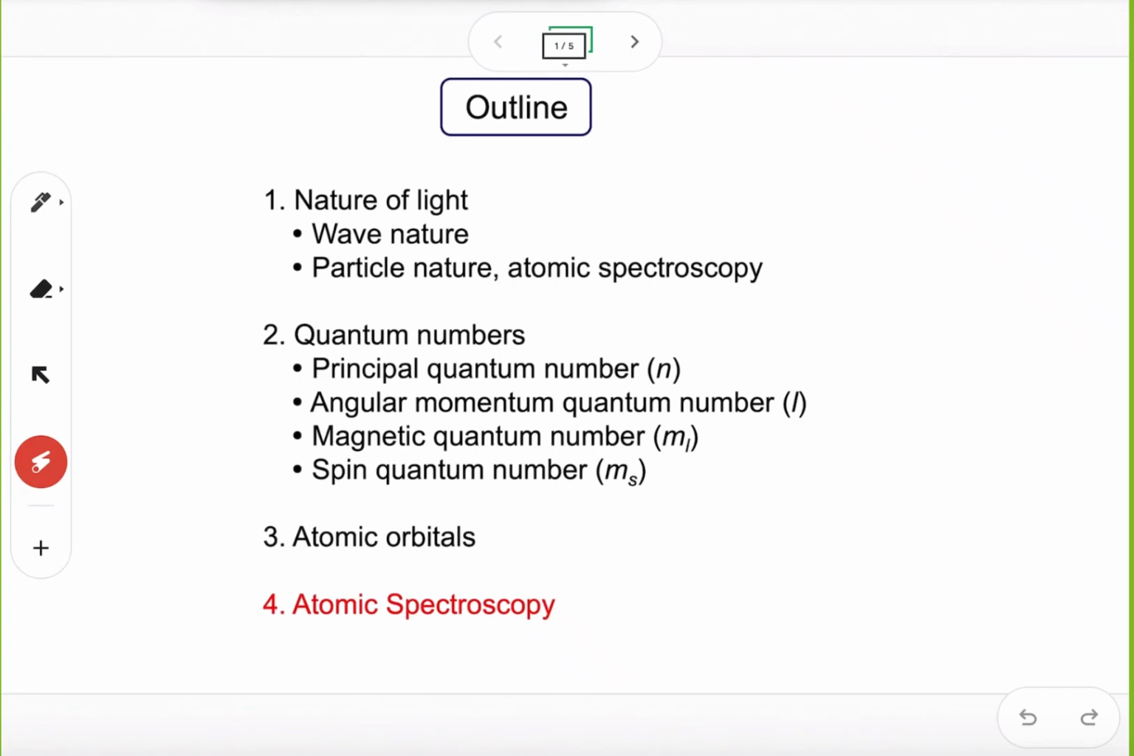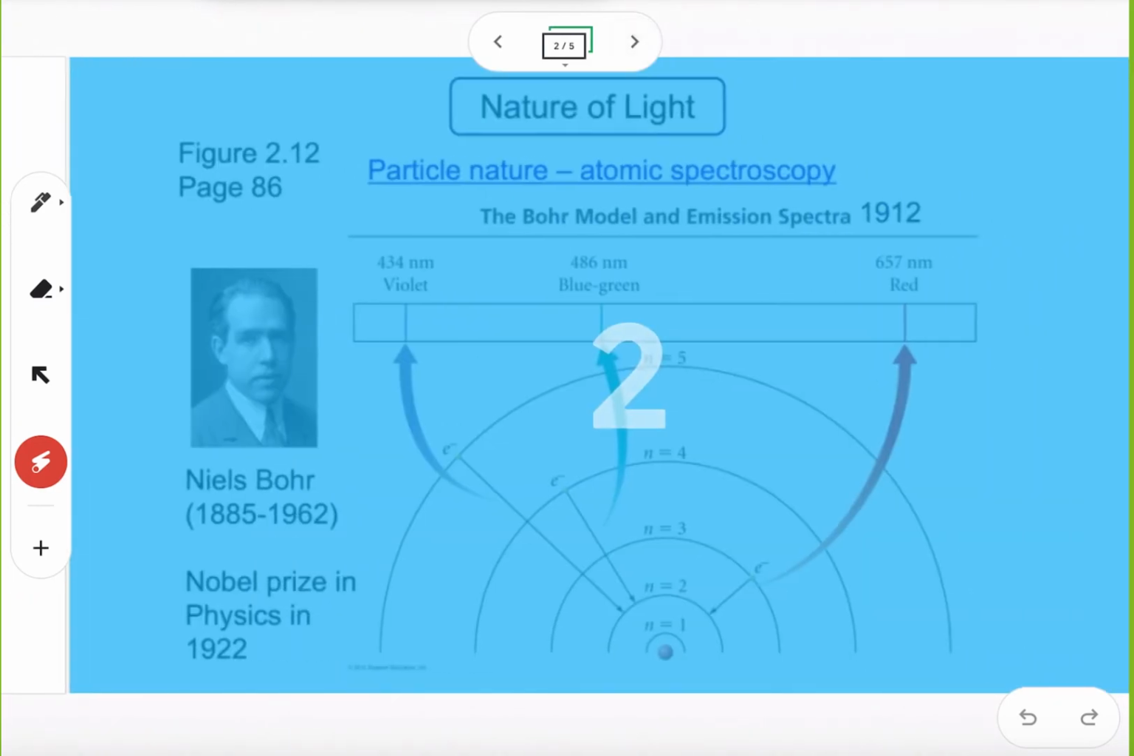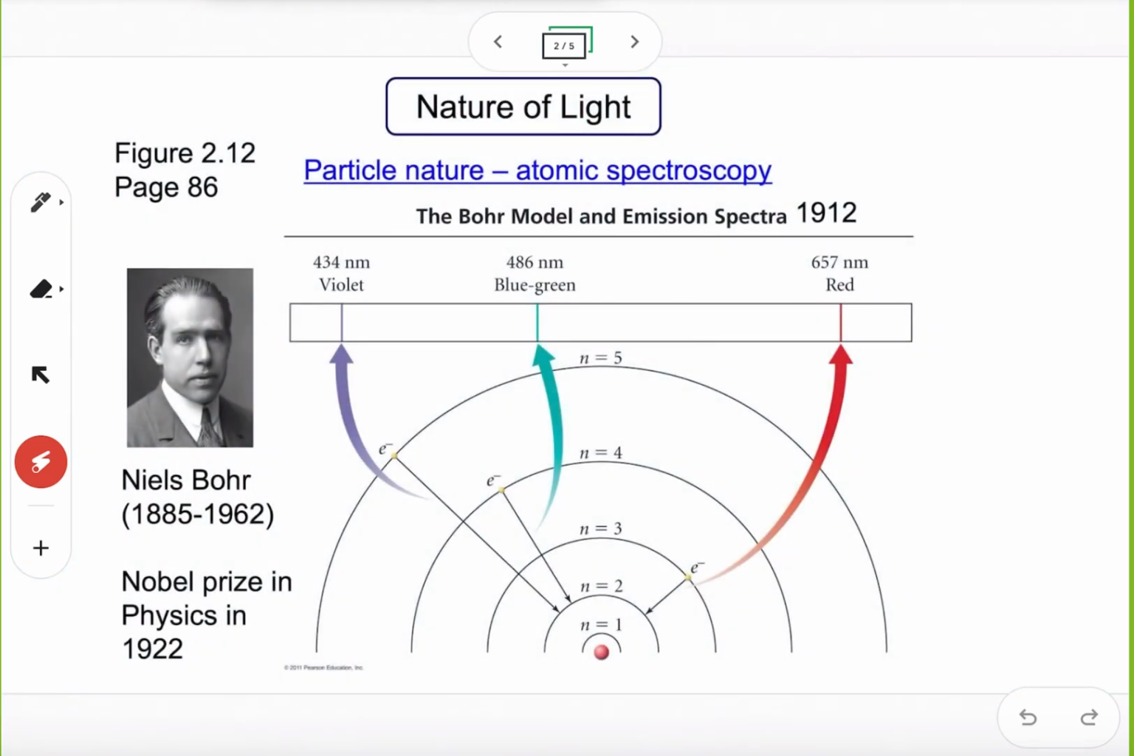Well, hello everybody. In this video, we're going to talk about the last topic of chapter 2, atomic spectroscopy. This is one of the slides from the first topic, the nature of light. In this slide, we briefly discussed how the atomic spectroscopy of hydrogen looks and why we got these lines for hydrogen atomic spectroscopy.